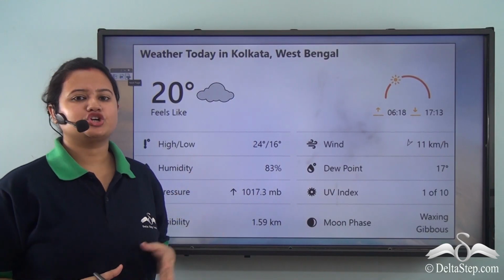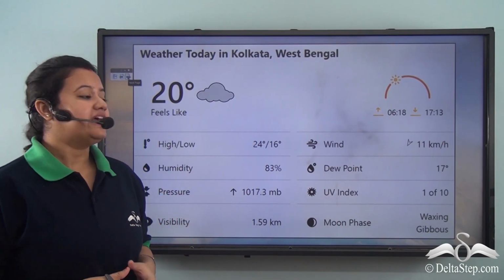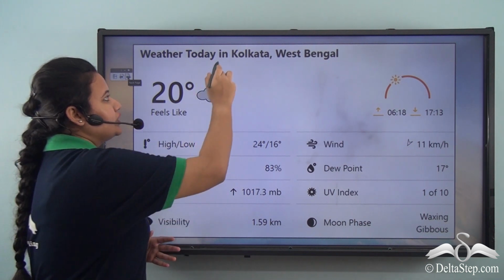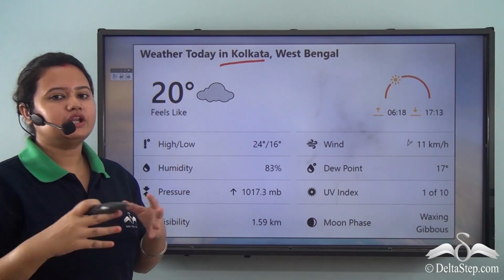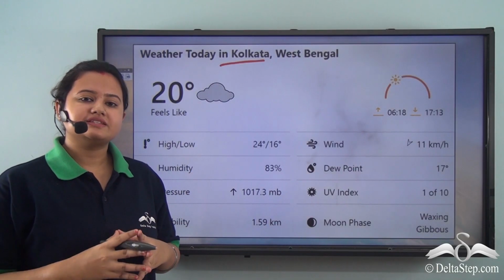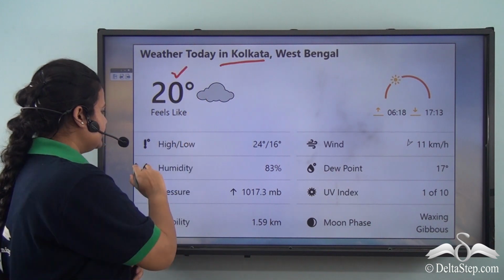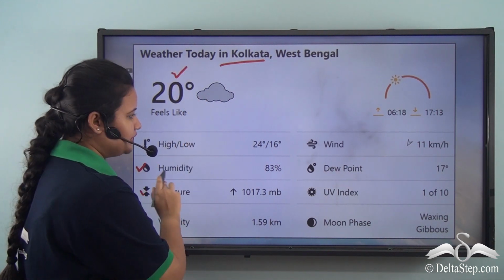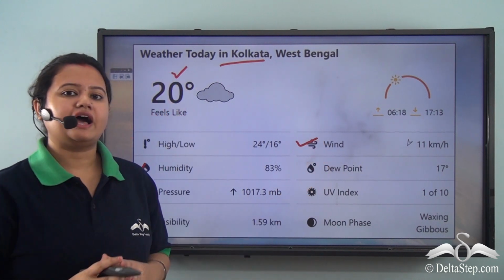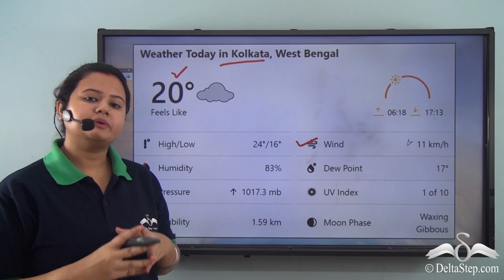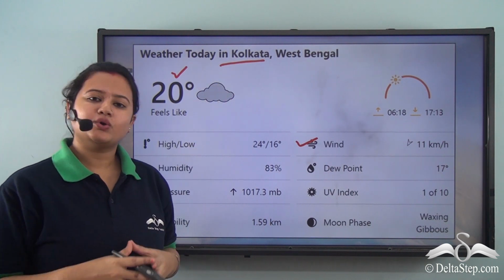This is a snapshot of a weather chart. This shows the weather conditions of a place, Kolkata, for a particular day. Now here we can see different atmospheric factors like temperature, humidity, air pressure, wind, etc. have been mentioned to explain the type of weather that will be experienced by this place, Kolkata.